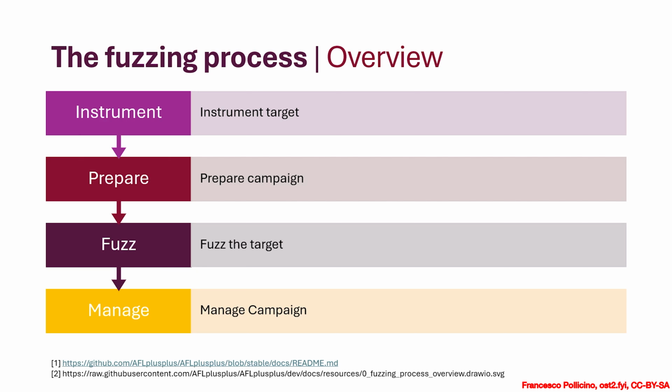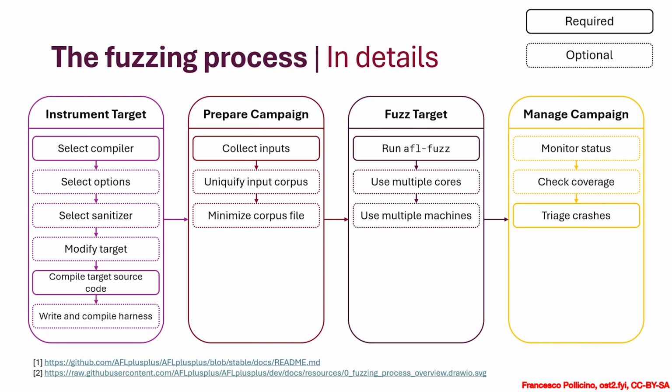And finally, we manage the campaign by monitoring progress, analyzing results, and adjusting the parameters as needed to improve the coverage and find more bugs. The goal of this slide is not to dive deeply into each step, but to provide a quick overview of the key steps needed to complete your fuzzing campaign.